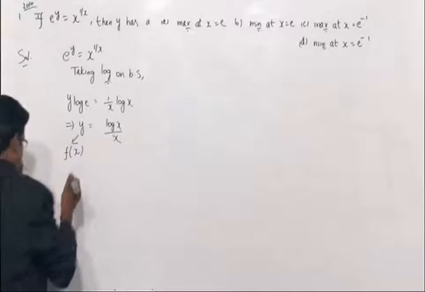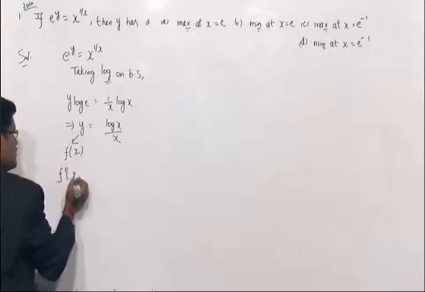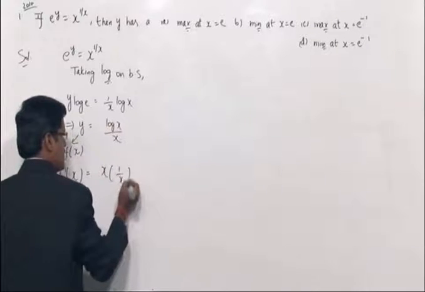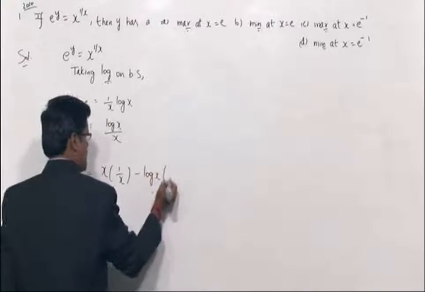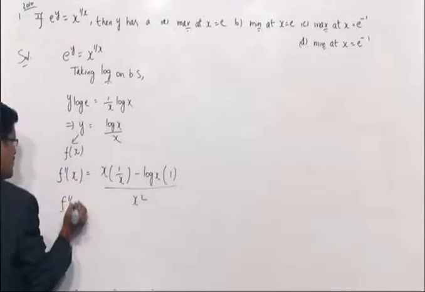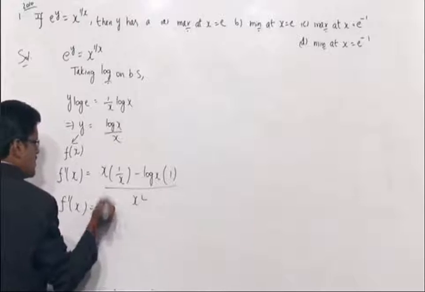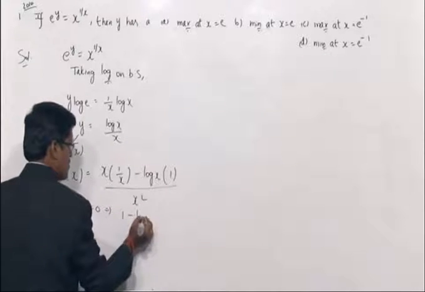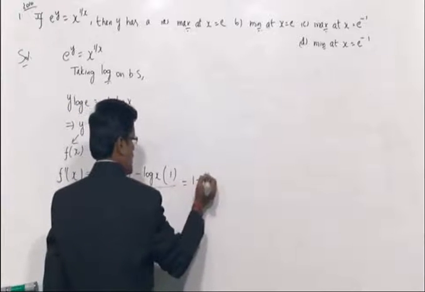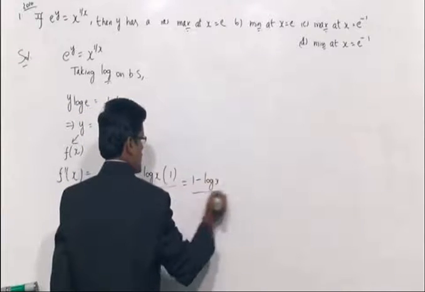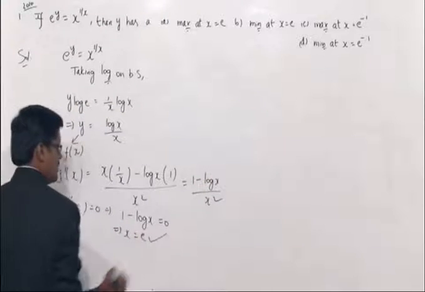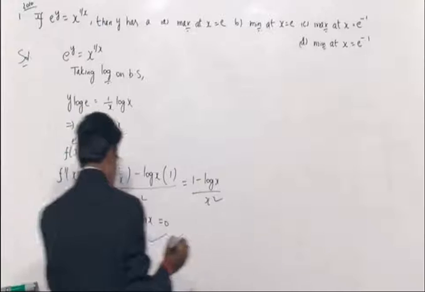Okay, so what is the procedure? f dash x, by the u by v quotient rule: x into the derivative of log x, which is 1 by x, minus log x into the derivative of x with respect to x, which is 1, divided by x square. Next, after finding the first derivative, equate it to 0. That means the numerator equals 0. The numerator simplifies to 1 minus log x equal to 0, that means this is 1 minus log x by x square. So this is satisfied by x is equal to e only. Okay, x is equal to e.